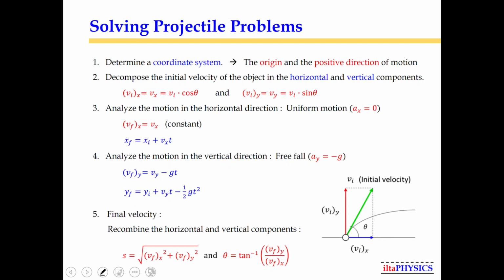Finally, if the problem asks for the total velocity at a certain position, we can use the final velocities in the x and y directions that we just calculated. Using those two perpendicular components, we can find both the magnitude and the direction of the final velocity. This relationship comes from the vector addition of two perpendicular vectors, which shows the magnitude of the resultant vector and the angle it makes with the positive x-axis.